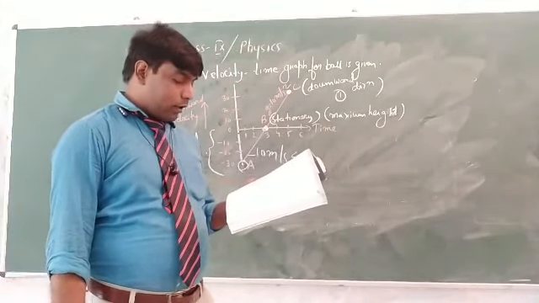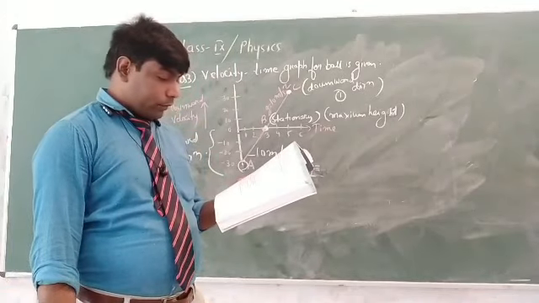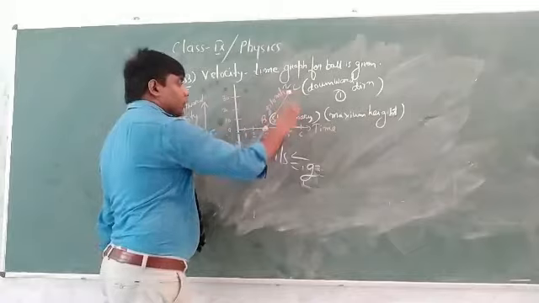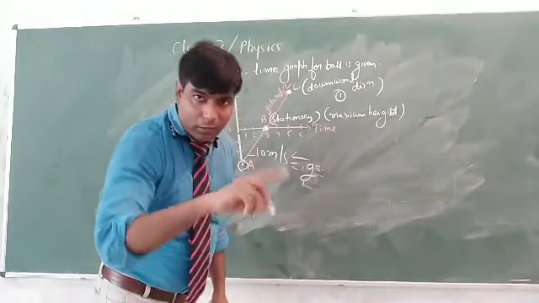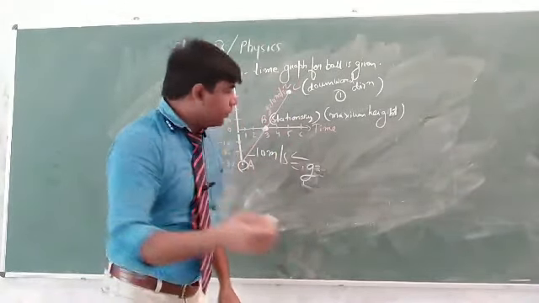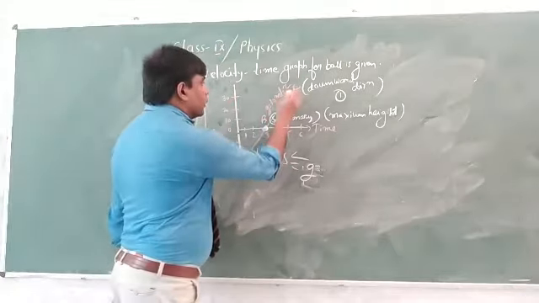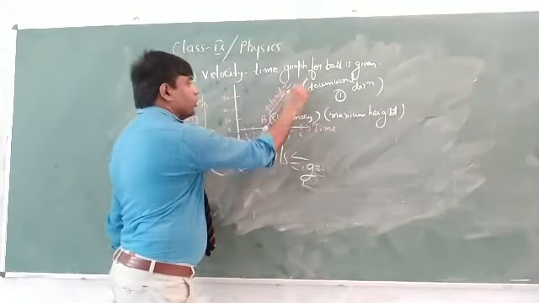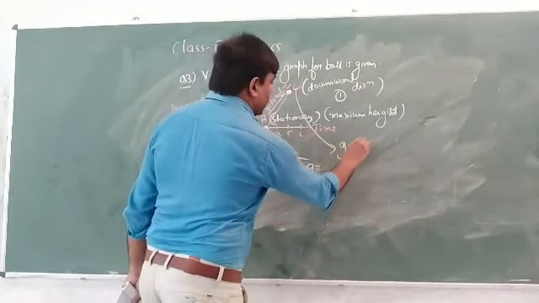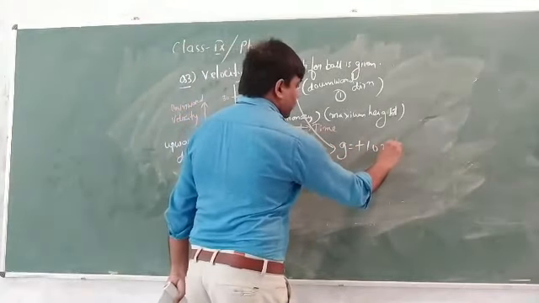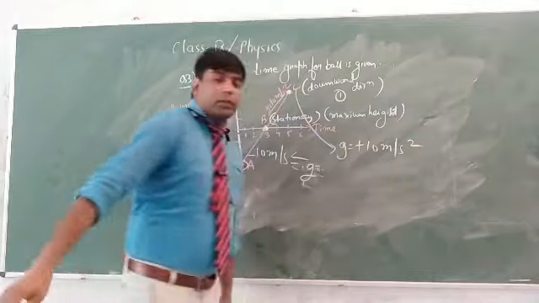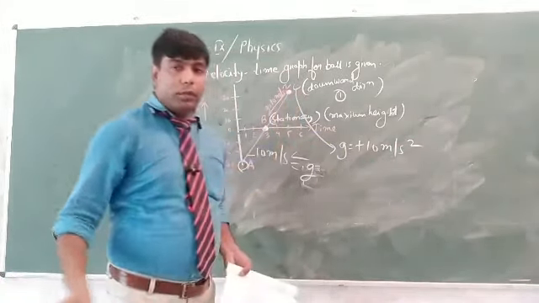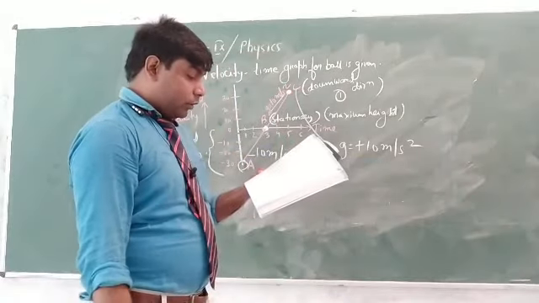What is the ball's acceleration at point C? See, at point C, when it hits the ground, it is moving in the downward direction. So acceleration will be how much? 10 meters per second squared. In this direction, it is always positive. So at point C, g will be plus 10 meters per second squared. It is 10 everywhere, but here it will be positive because it is going in the downward direction.